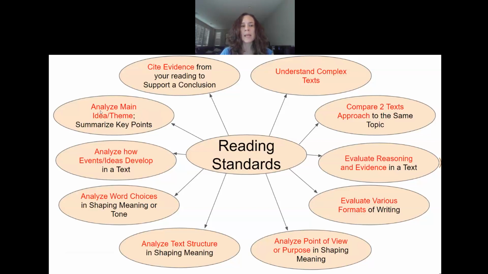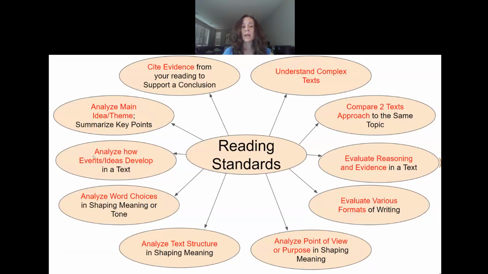The next one is analyze the main idea or theme and summarize the key points. And this just means when you're reading like a story or an article or an essay, you have the ability to identify what the main point of that piece of writing is.